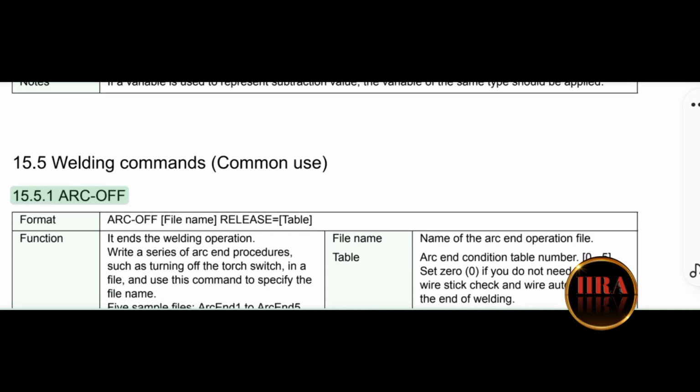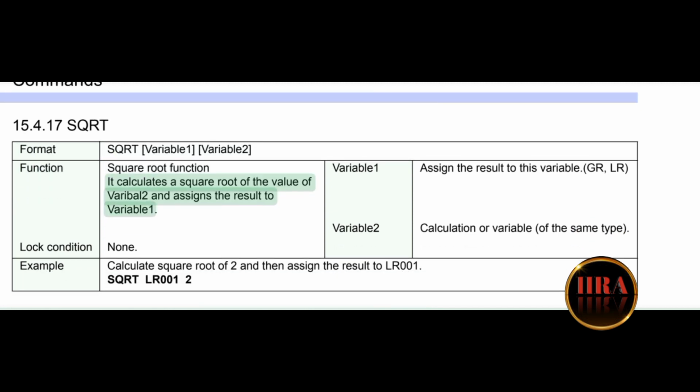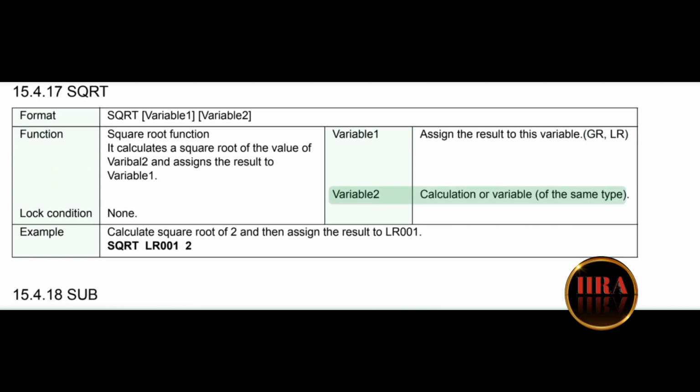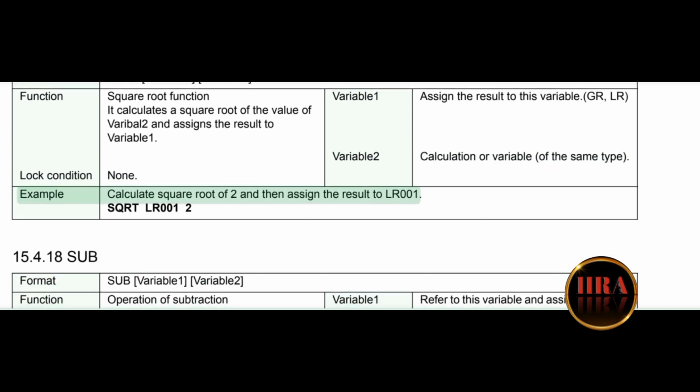15.5.1 ARC-off. Format: SQRT variable 1, variable 2. Function: square root function. It calculates the square root of the value of variable 2 and assigns the result to variable 1. Variable 1: assign the result to this variable. GR, LR. Variable 2: calculation value or variable of the same type. Lock condition: none. Example: calculate the square root of 2 and then assign the result to LR001.